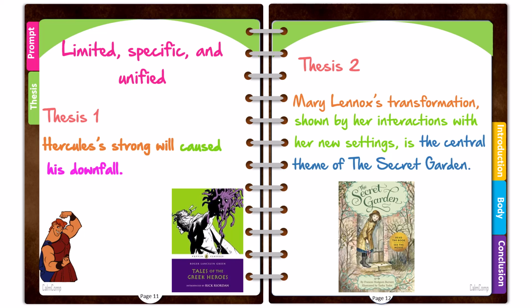The unified is going to be all the other parts that we haven't selected yet. The central theme of the secret garden. It's linking the subject back to the verb, and also giving the background context for the essay. This thesis is saying the central theme is the transformation. Nice work!